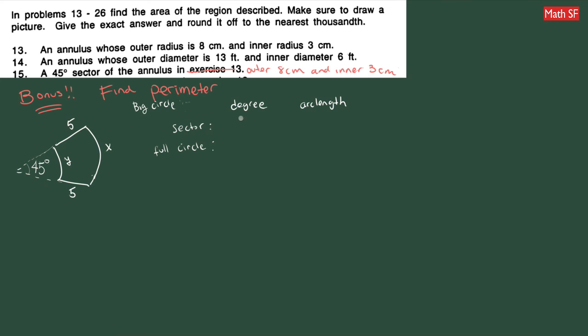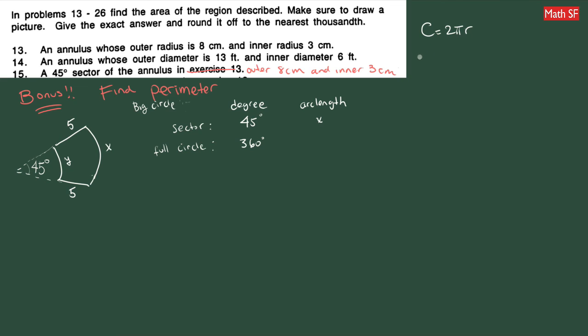What is the degree of the sector? 45 degrees. What is the degree of the full circle? 360 degrees. What is the arc length of the sector? We don't know that. We call that X. And what is the arc length of the full circle? It's actually the circumference. Also recall, the circumference of any circle is 2 pi r.